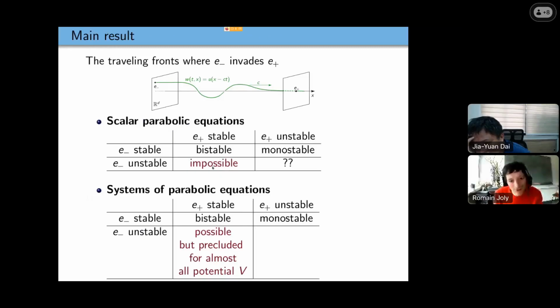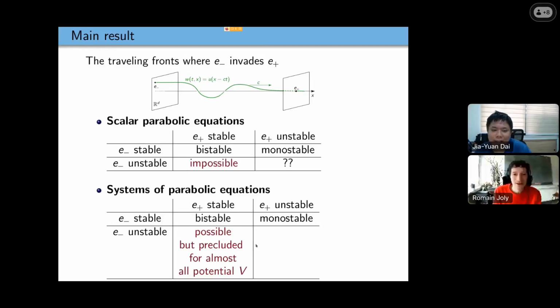I will explain to you correctly why it is impossible to have this kind of front in the scalar and why it is possible in the system. Okay. I think I will not tell you anything about the proof, but I would like now to explain how you can see all these kinds of results, to get this intuition, to get this insight.